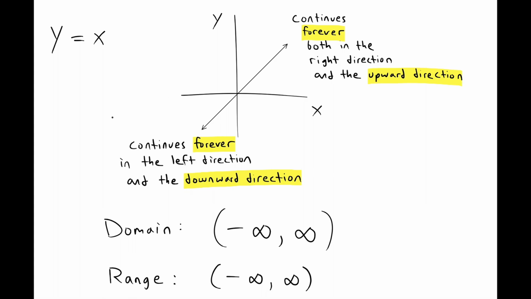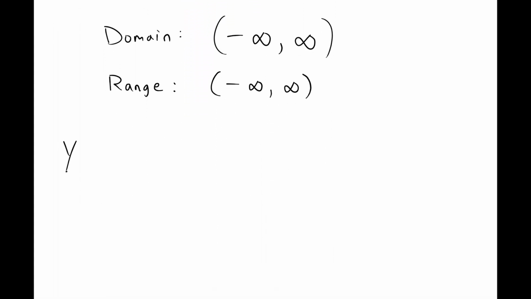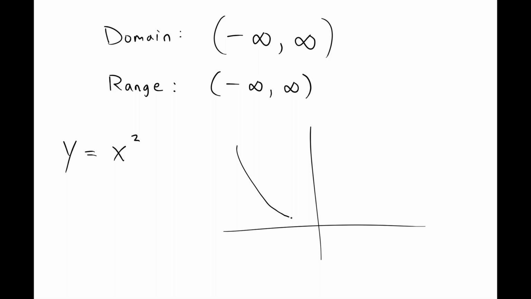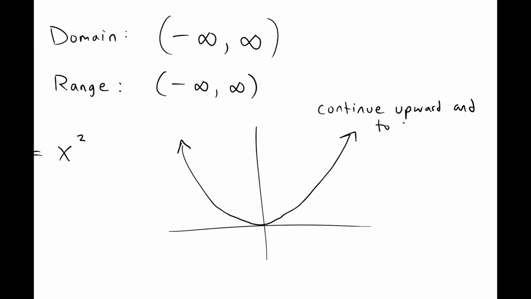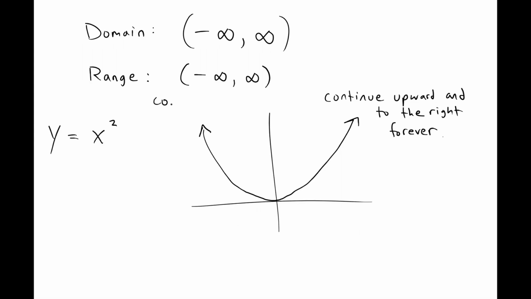Another graph that's common is y equals x squared. This is a parabola, which looks something like this. So notice that the graph here will continue upward and to the right forever. And he will continue upward and to the left forever as well.